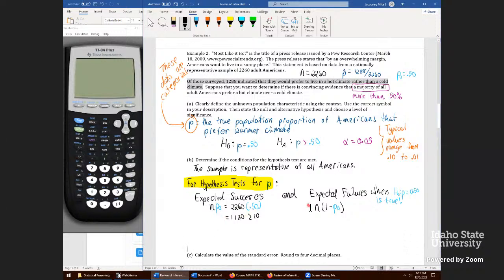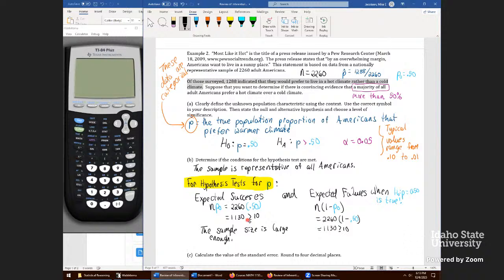Then we just do it all over again. This sample size n is the same, 2260. We're taking 1 minus the same value, 0.50. But really, everything here is still the same. This 1 minus 0.50 is still 0.50. So we're taking 2260, dividing it in 2 to get the same value, 1130, which is also greater than or equal to 10. And so we can say, because both of these exceeded 10 at least, the sample size is large enough.